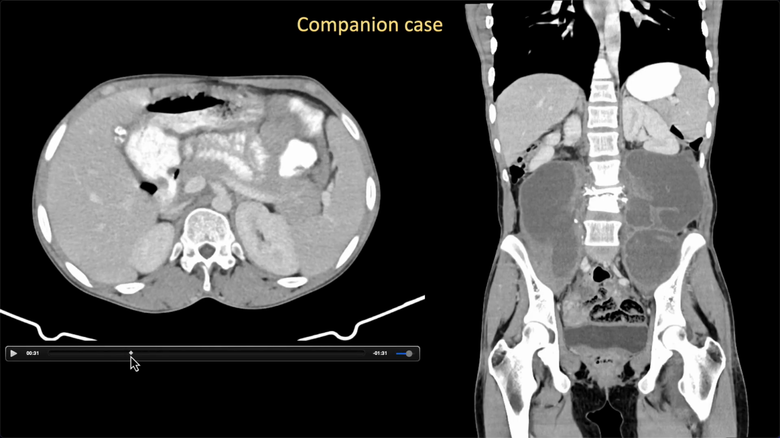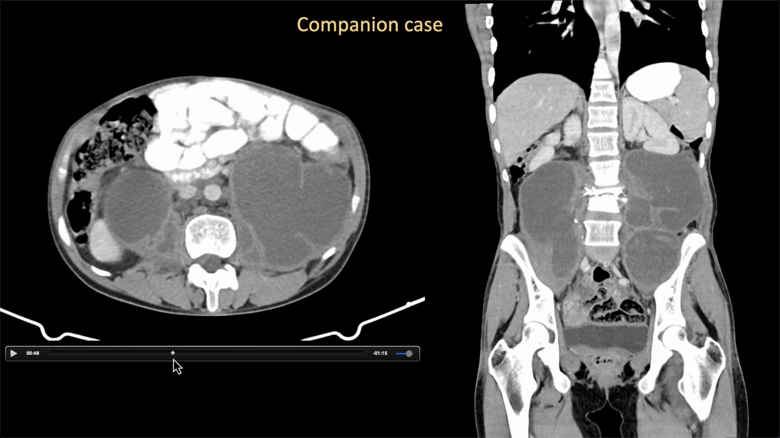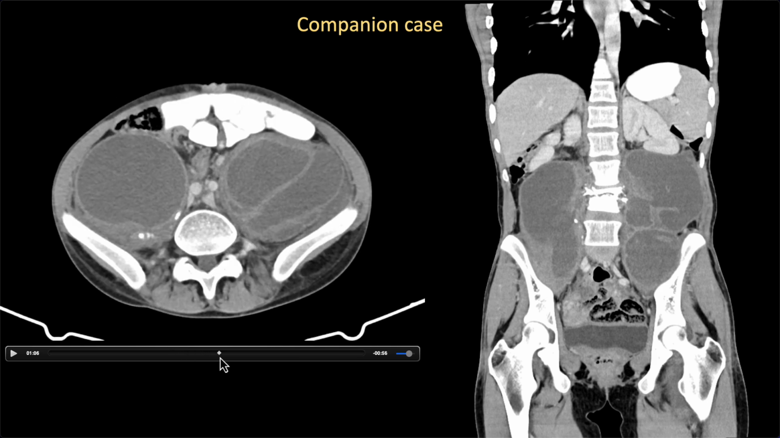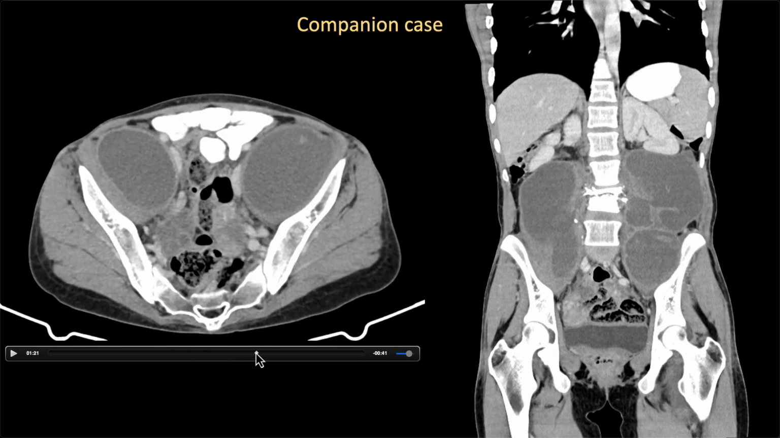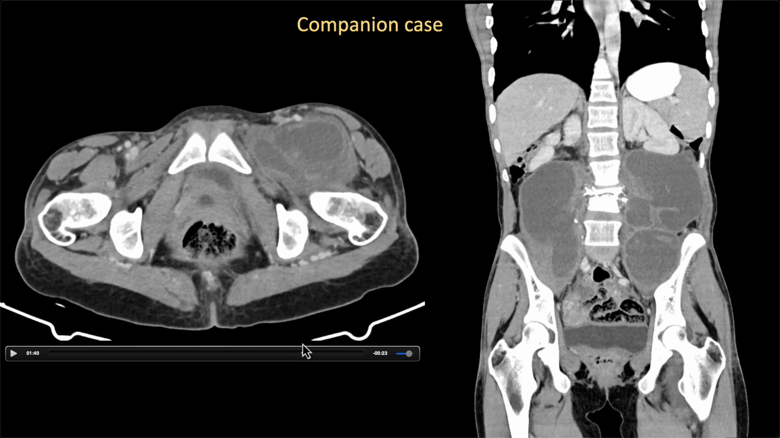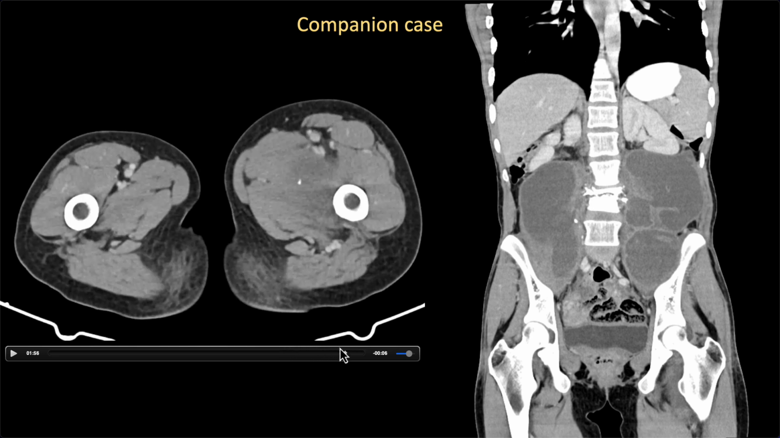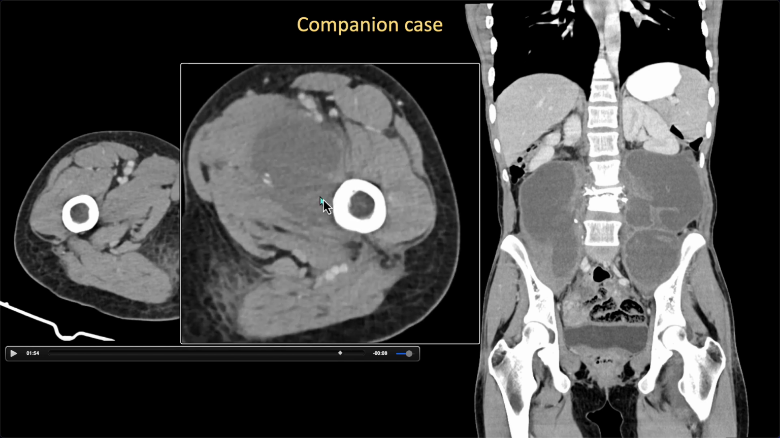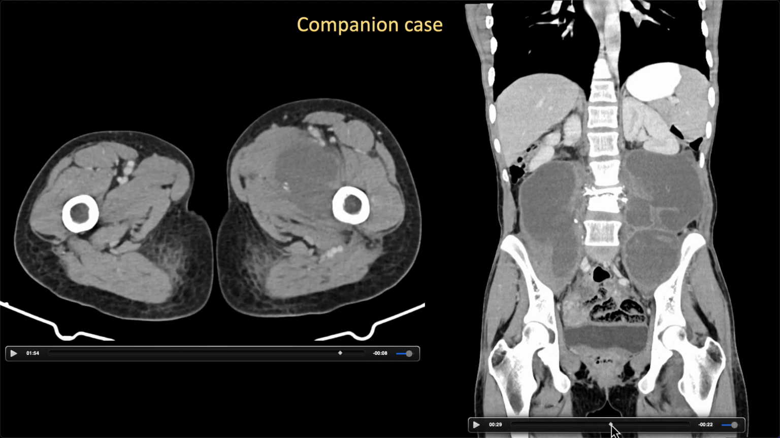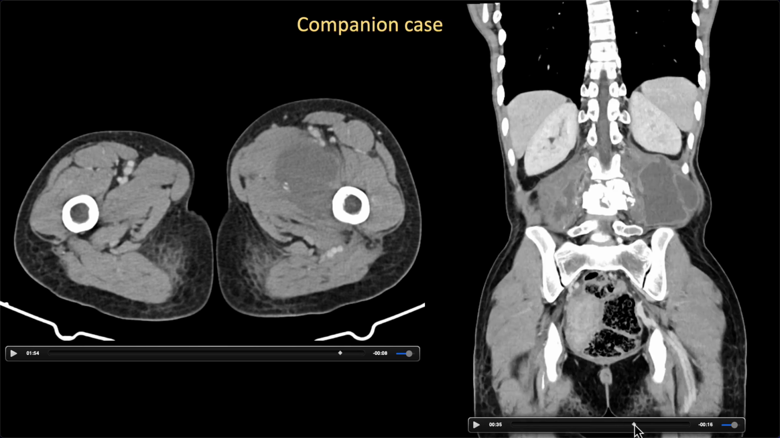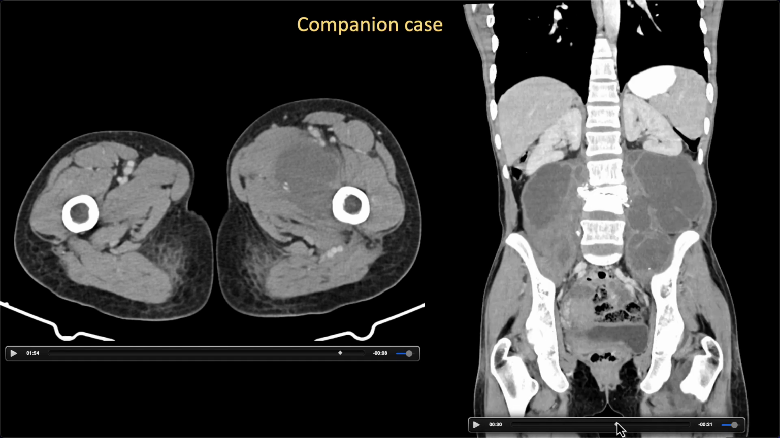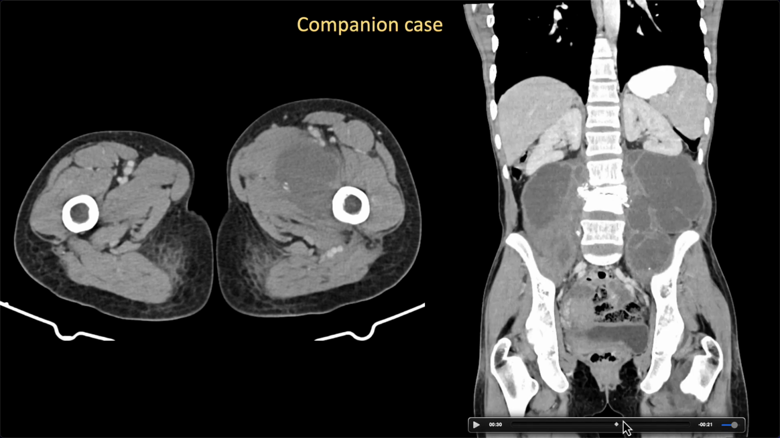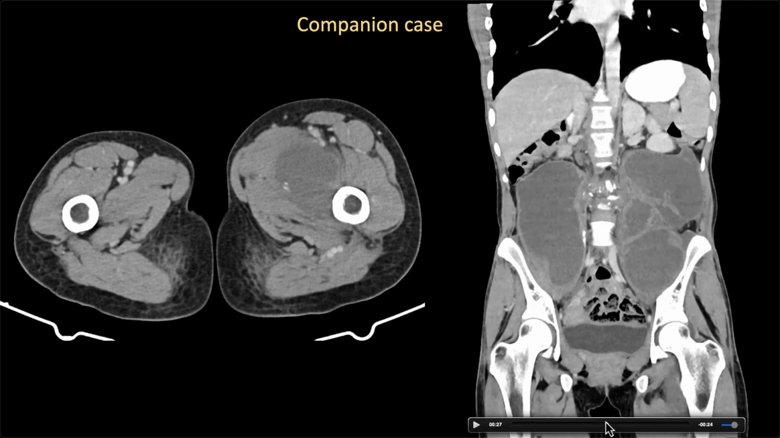This companion case illustrates just how massive those iliopsoas collections can get, where there are huge complex collections within both iliopsoas muscles and extending here into the left thigh, both of which contain several small flecks of calcium. The coronal images show how these collections are emanating from and centered on these destructive vertebral body changes within the lumbar spine.